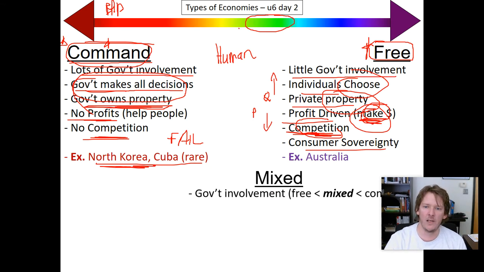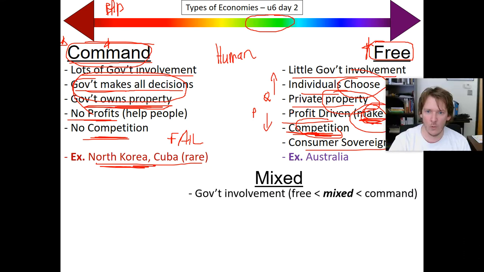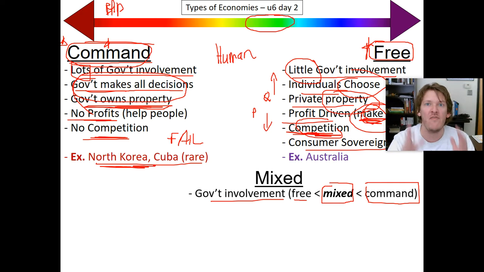A mixed economy is mainly what we see around the world, not completely free and not completely command economy. And it comes down to government involvement. You have a free economy that has very little government involvement. And then you have a mixed economy, which is what we have in most places, a little bit more. But that is less than command because command has lots of government involvement. The government's very involved in that market.